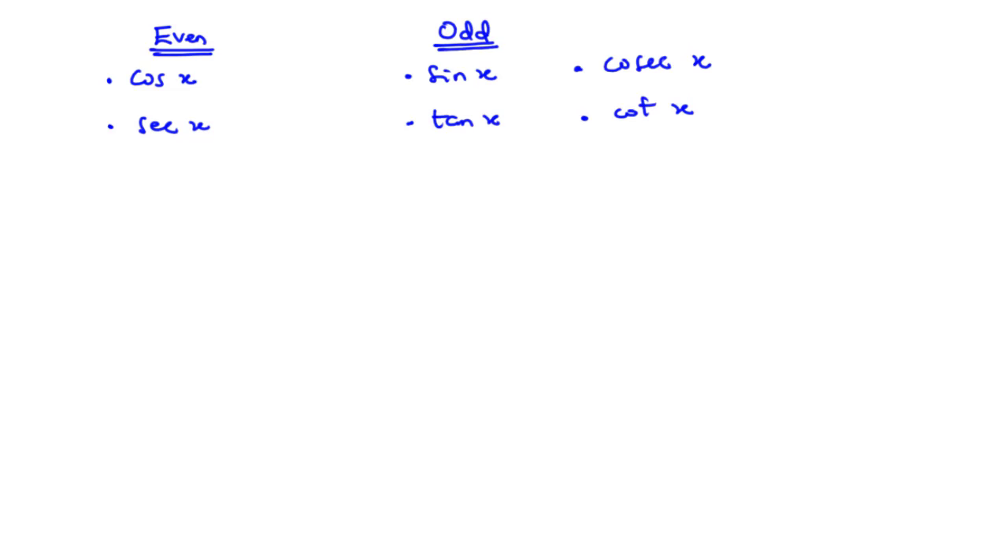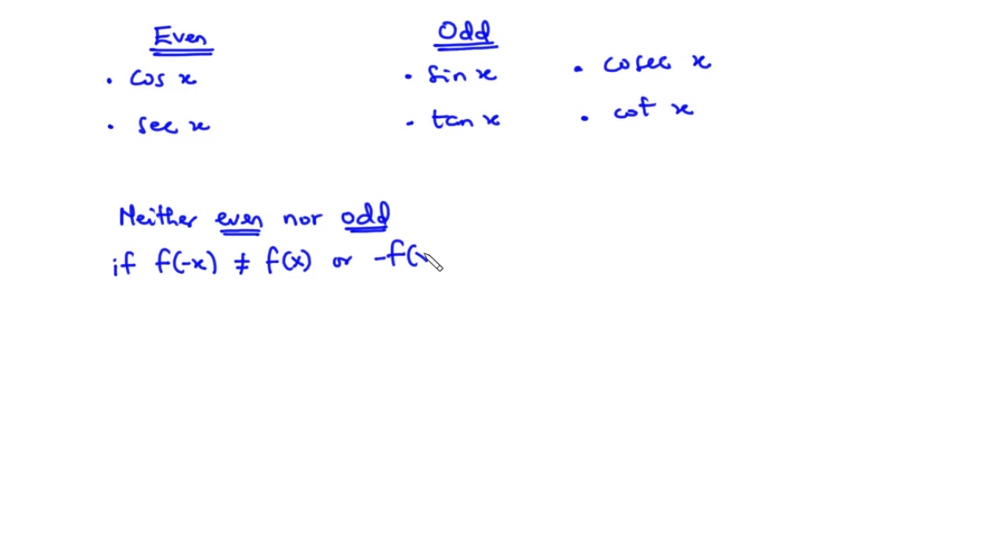We can also have functions that are neither even nor odd. A function is said to be neither even nor odd if f of negative x is not equal to f of x, or f of negative x is not equal to negative f of x.